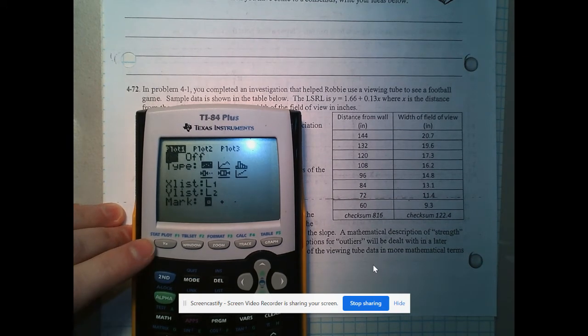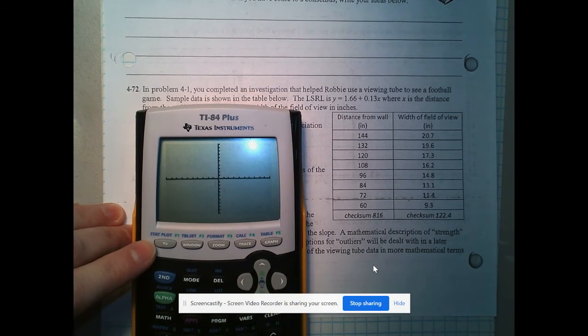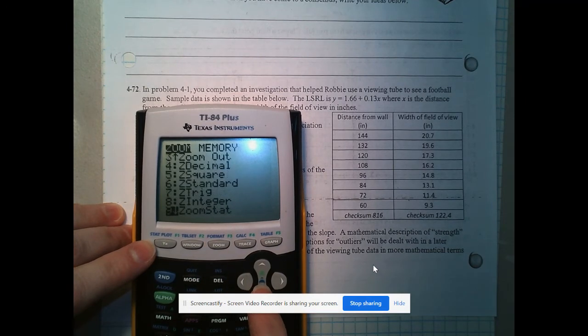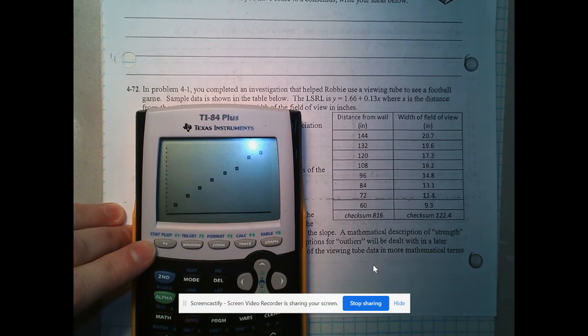We can do second stat plot, and we can turn it on, right? Second, and then the Y equals key. We'll go into our statistics plots. We want to turn the scatter plot on and press graph. We notice that nothing's there. We need to do zoom, and we want to do zoom stat so that our stats show up. That's good. That looks a lot like our graph did way back on the first lesson.